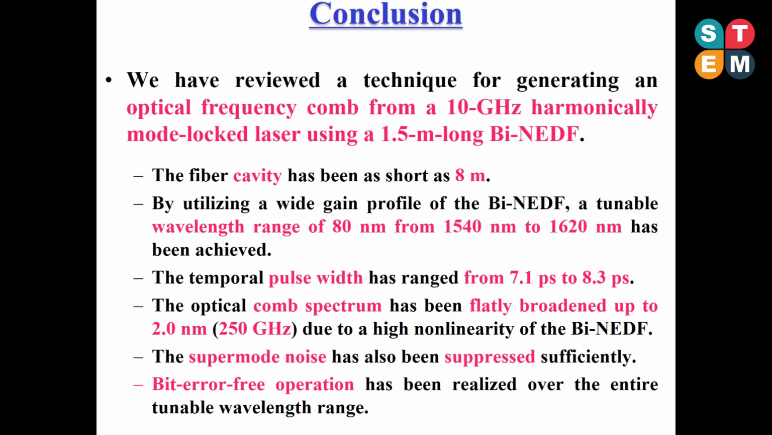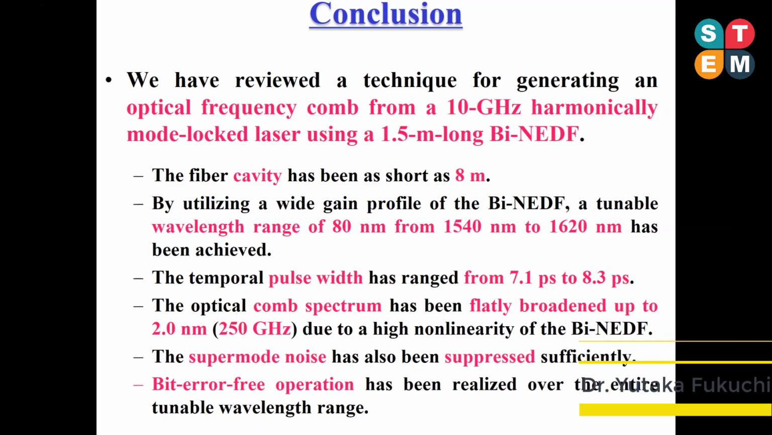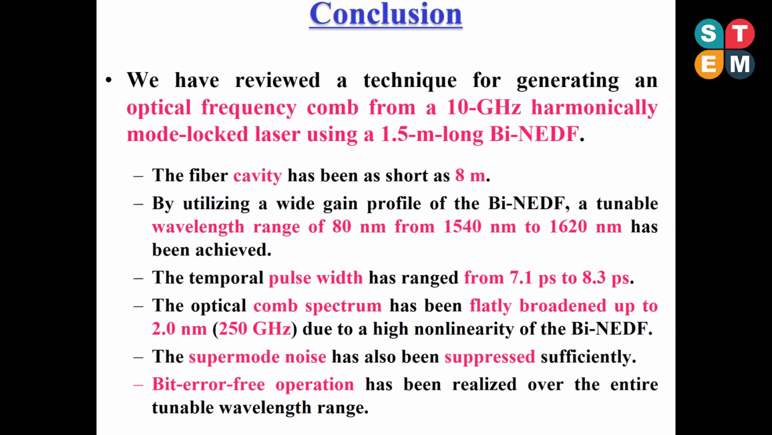By utilizing a wide gain profile of the bismuth-based fiber, a tunable wavelength range of 80 nanometer has been achieved. The optical comb spectrum has been flatly broadened up to 2 nanometer due to a high nonlinearity of the bismuth-based fiber. The supermode noise has also been suppressed sufficiently. Thus, bit error-free operation has been realized over the entire tunable wavelength range.